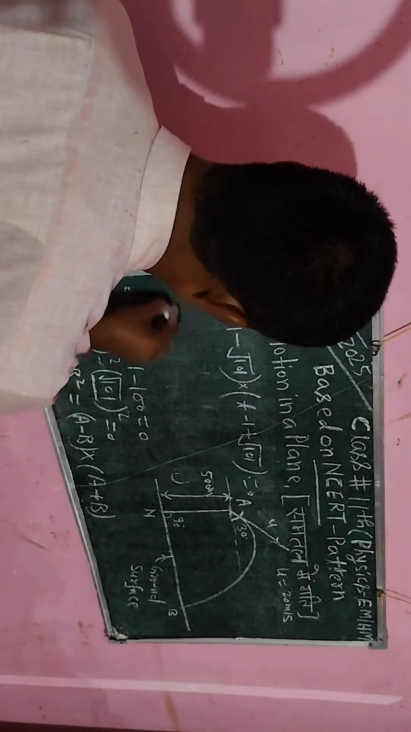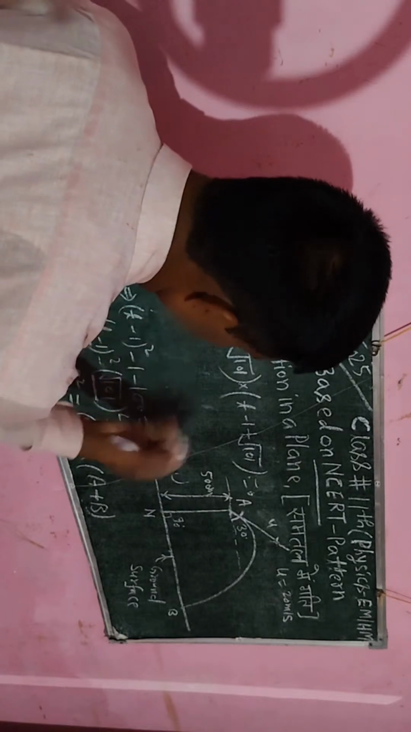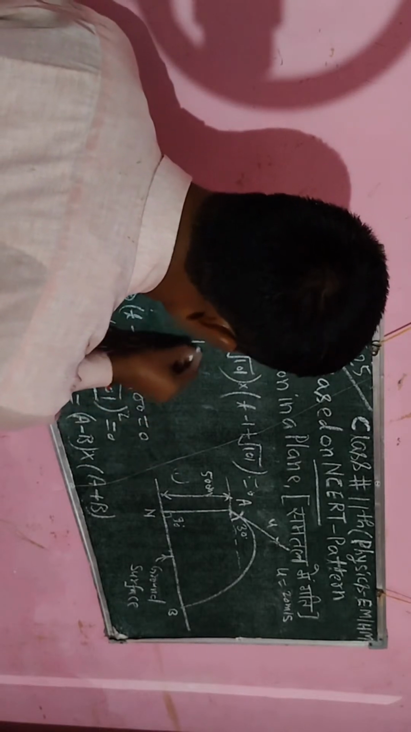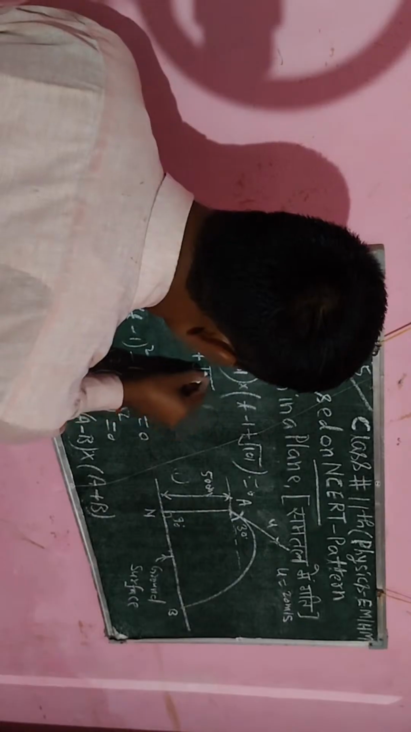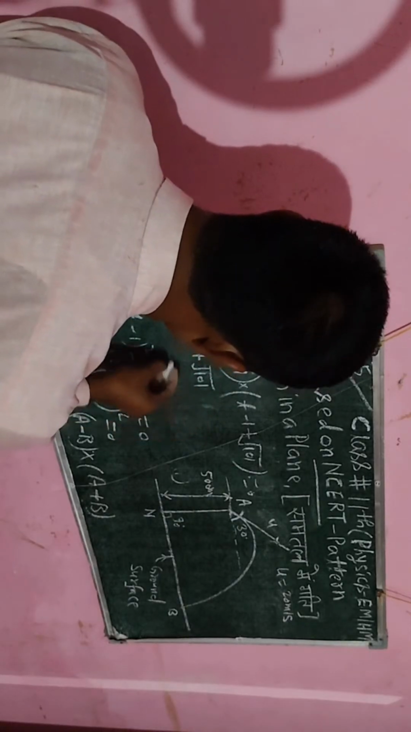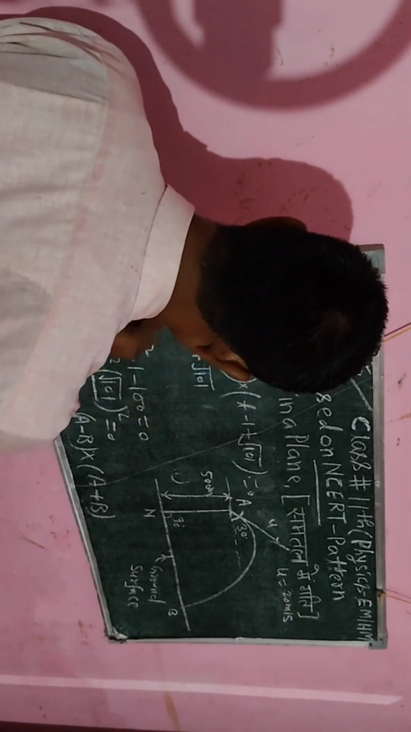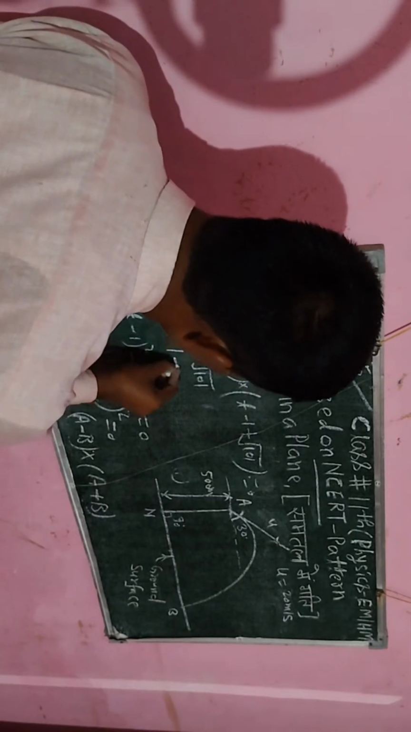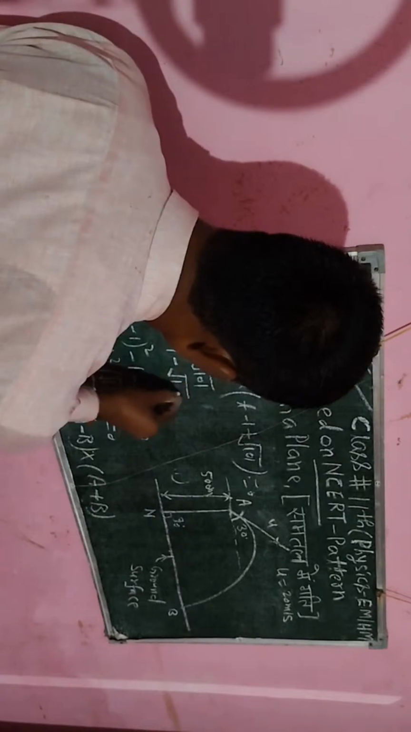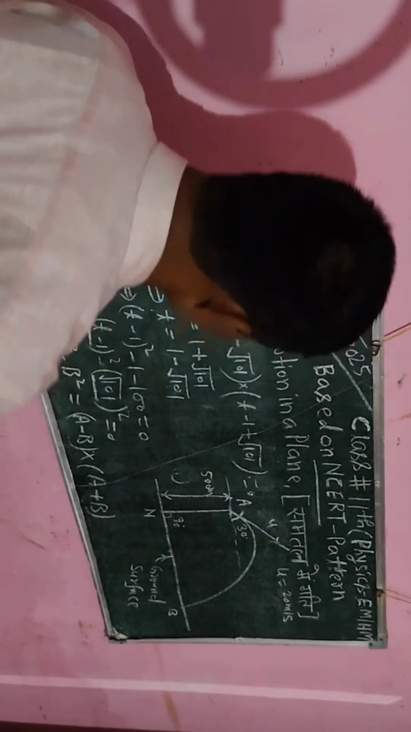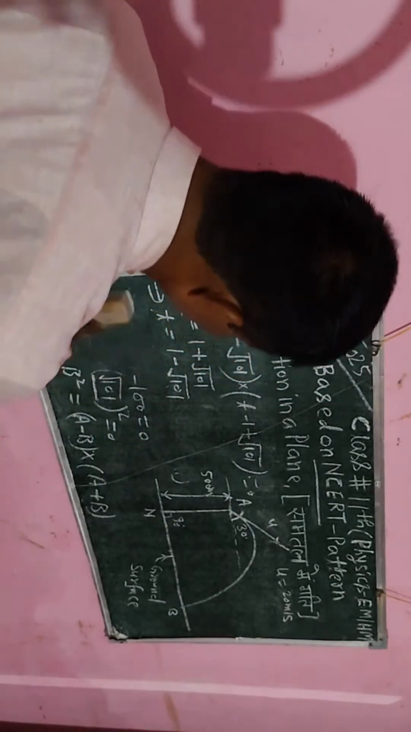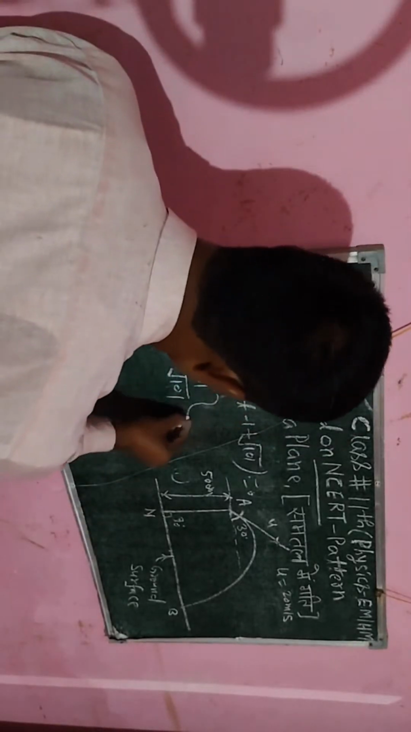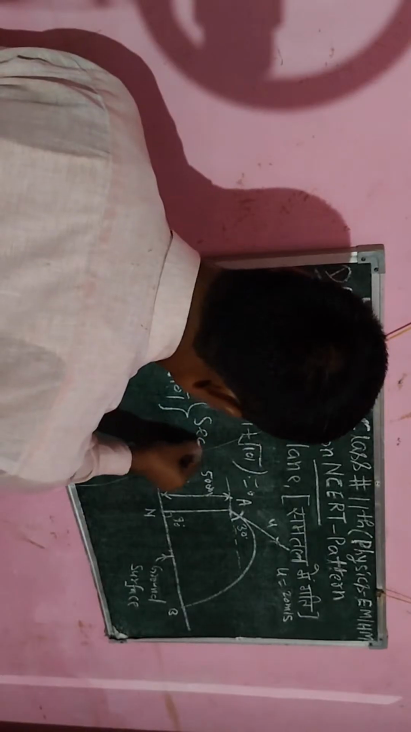So after substituting 0, I will find 1 plus the square root of 101, and the other value of t will be 1 minus root 101. Okay, so I have got this value of t. Its unit is second.